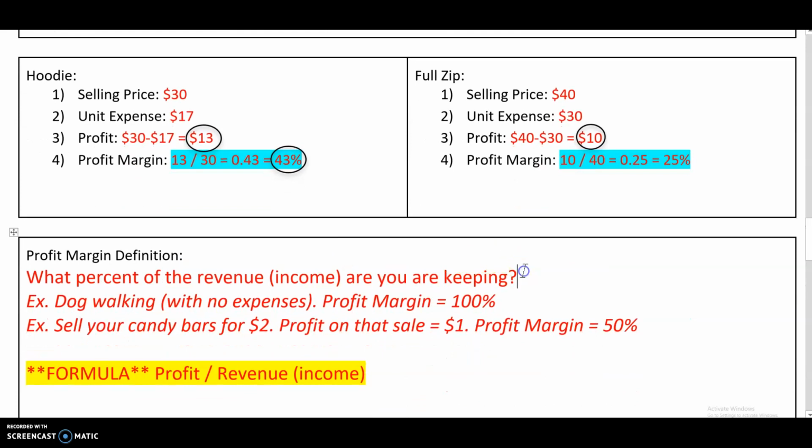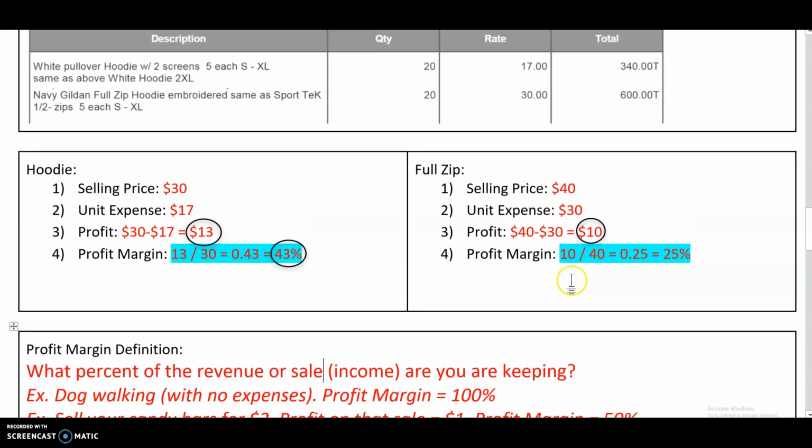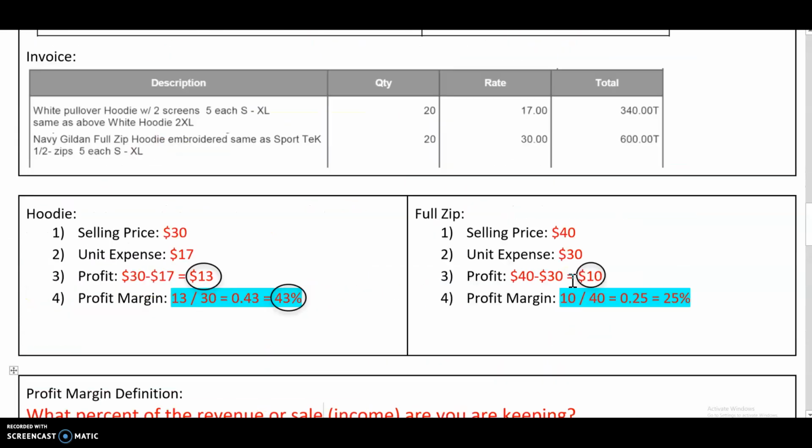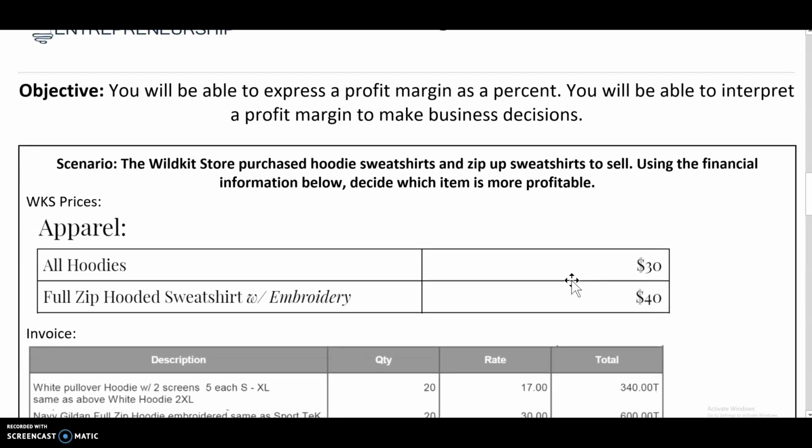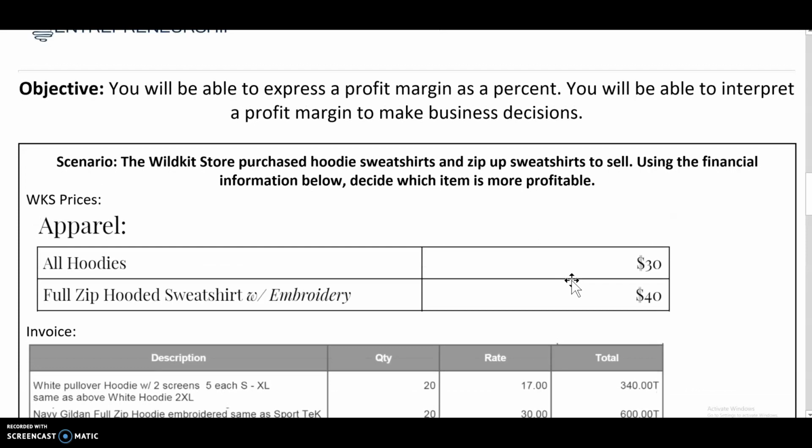Most importantly, that is what a profit margin is. It just expresses the percent of the sale you are keeping, in short. I can even add that. The revenue or sale. What percent of the revenue or sale are you keeping as a business? This will be really helpful to determining which items are most profitable, whether it's for our class business, for your own business, for any business in existence. They're going to talk about profit margins.